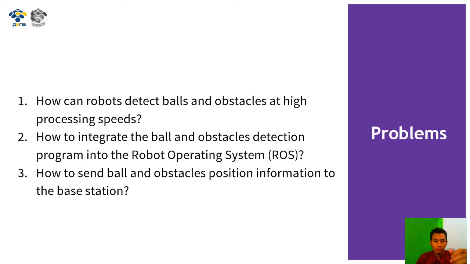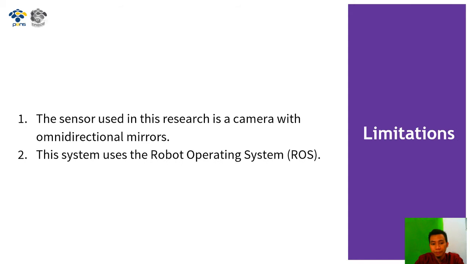Okay, we have three problems. The first is how the robot can detect the ball and obstacle at high processing speed. Second, how to integrate the ball and obstacle detection program into ROS. And the last is how to send ball and obstacle information to the base station.